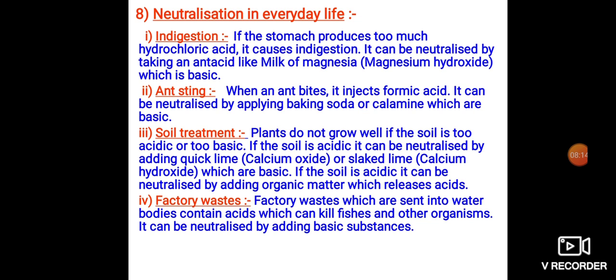The next one is toothpaste. Toothpaste is alkaline in nature. This is to neutralize the acid produced by fermentation of food particles in our mouth. Dear children, these are the neutralizations in our everyday life.